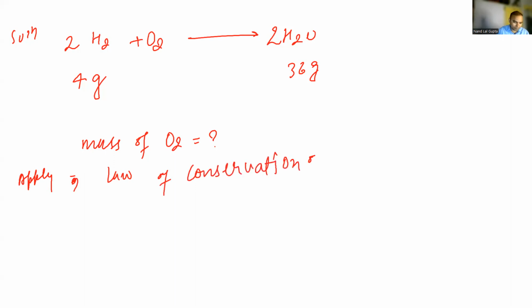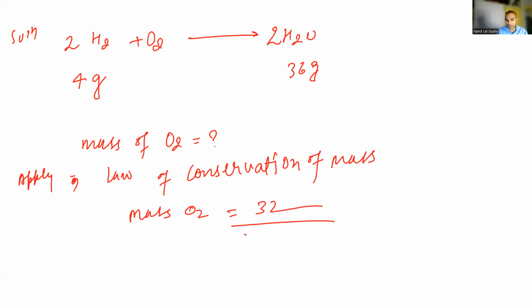So how much is coming out? 32 grams of oxygen. 32 gram, okay, thank you. So that is the mass of O2, this is going to be 32. How? Because 36 minus 4, so that is 32 gram. Okay, now this way I think you will be able to solve the problem.